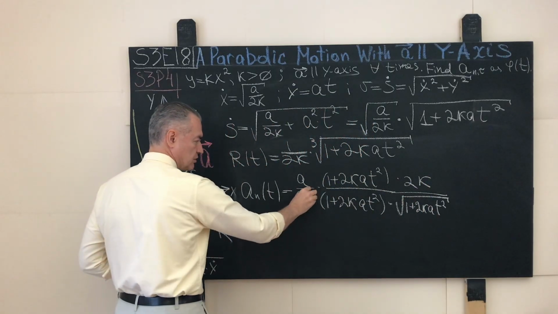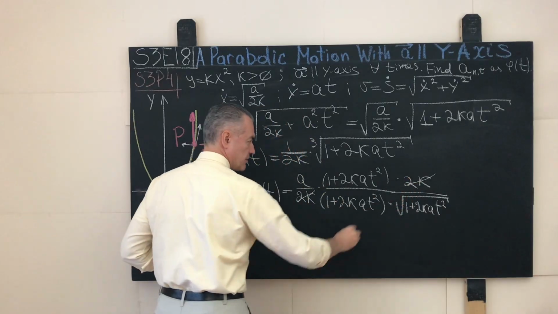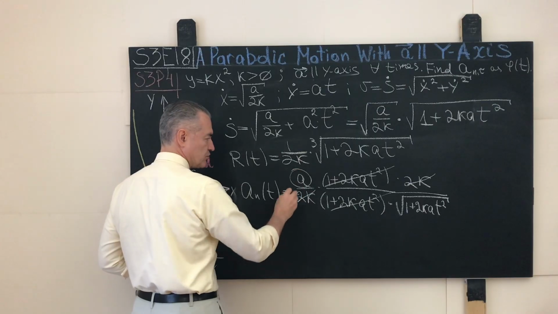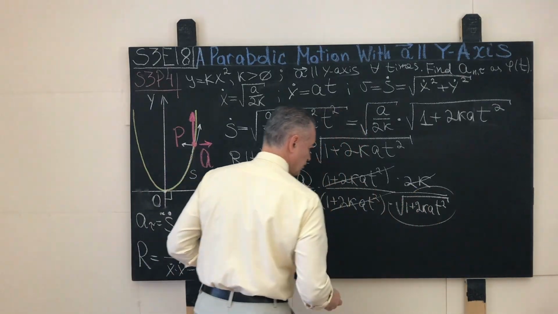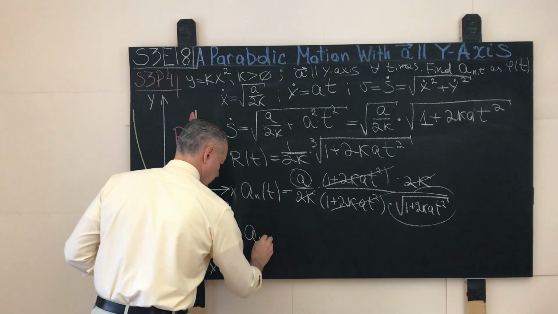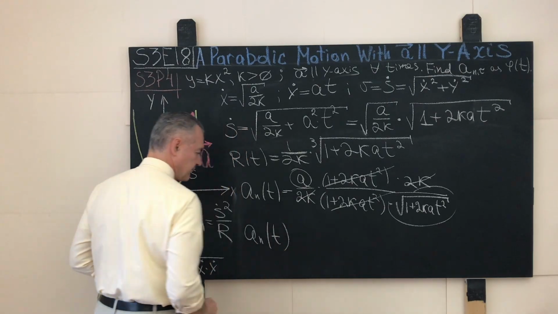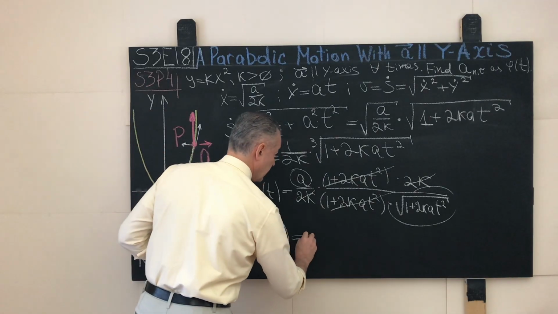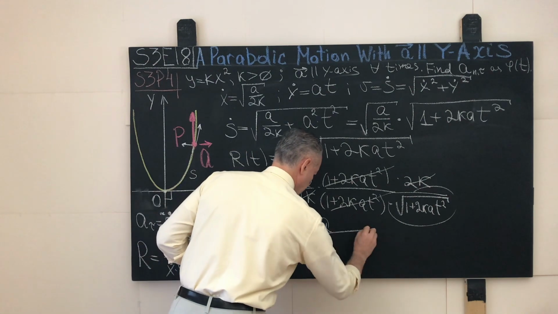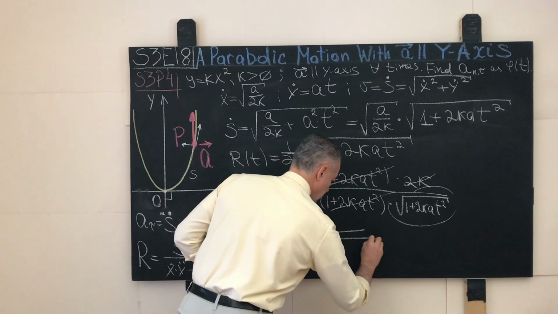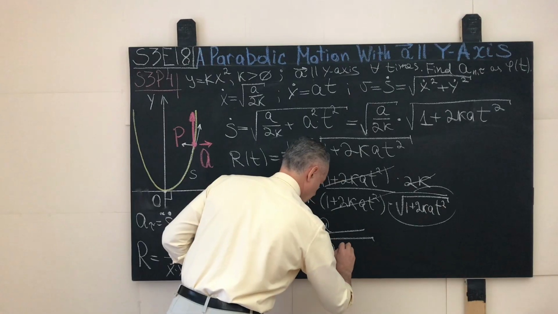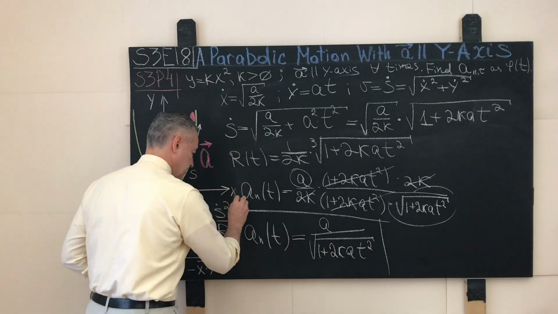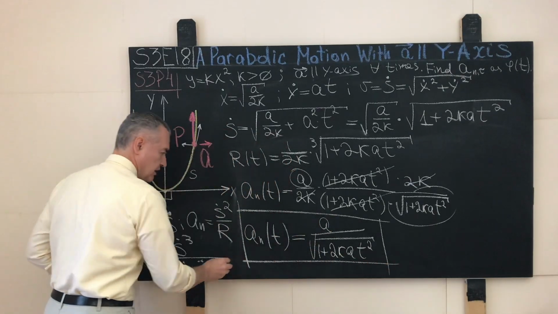So what do we see? 2k and 2k cancel each other out. One copy and one copy cancel out. The only things that survive are the acceleration and this horrible looking square root. As such, for the normal acceleration an of our moving point as a function of time, we have the following expression: a over square root of 1 plus 2k a t squared. This is the first result we obtained.